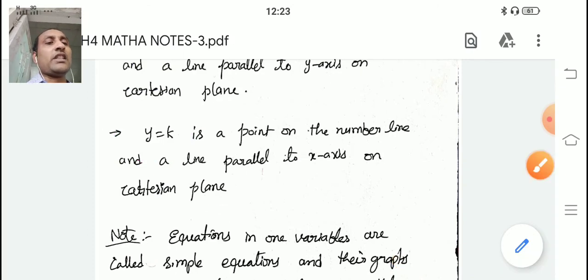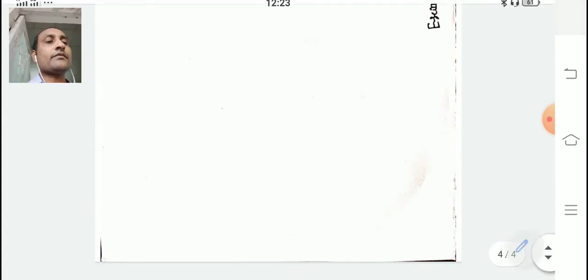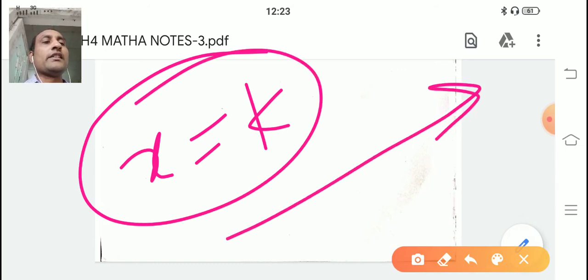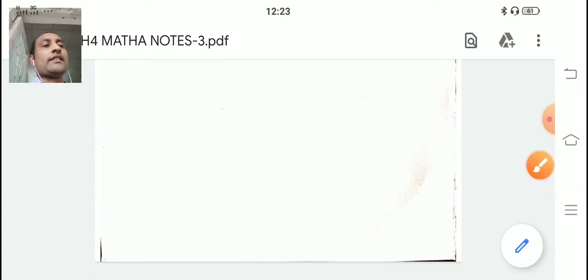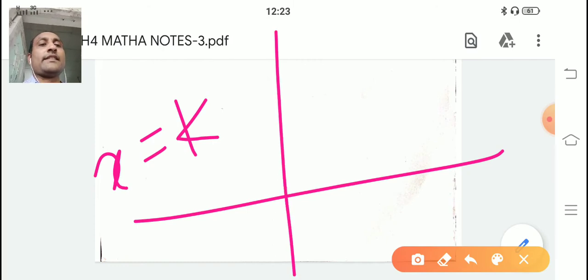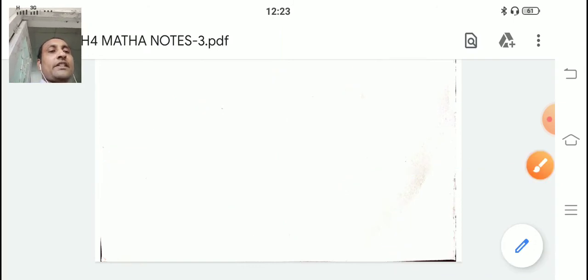So if you take one variable equations, like x is equal to k, it is a point on the number line, and we just have to take the number line. If it is x is equal to k as a two variable equation, you have to draw the x axis and y axis, and at k it is just a line parallel to the y axis. Similar way, understood now?